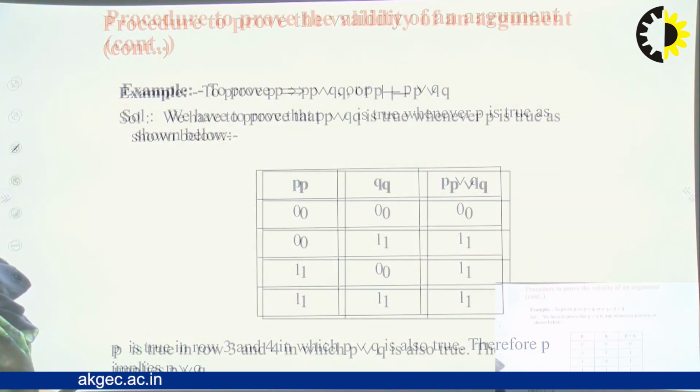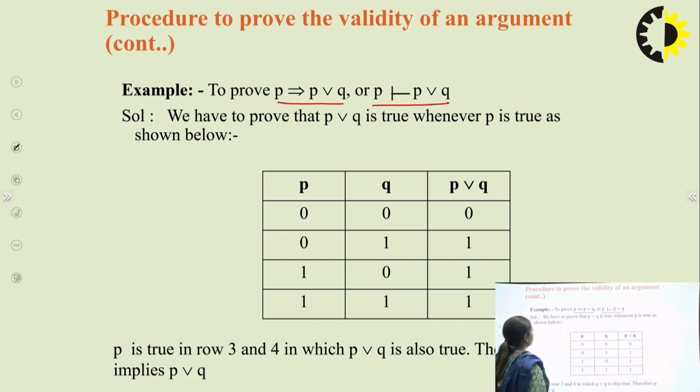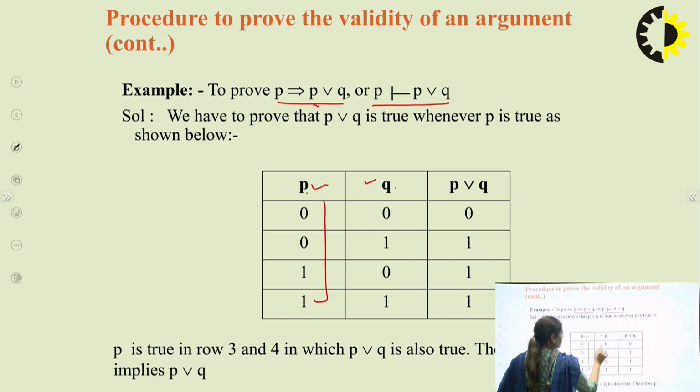Now let's check: P implies P or Q. This is also the symbol for that. We have to check whether it is valid or not. How will we do it? We will make a truth table. We can see that only two literals are being used, P and Q. We can take the input values for P and Q. We will calculate P or Q. Now the premise is P, and the conclusion is P or Q.